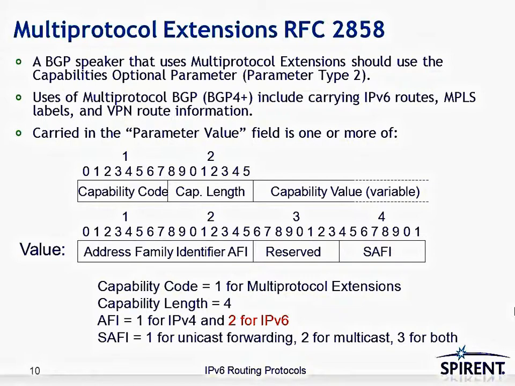So carried in the parameter value field is one or more combinations of a capability and value. So you would find the capability code equal to 1 for multi-protocol extensions. Capability length would be equal to 4, meaning there's 4 more bytes of value. The value would have an AFI, address family indicator, and sub-AFI field. The AFI would be set to 2 for IP version 6 as opposed to 1 for IP version 4. And then the sub-address family would indicate if we're using this for unicast, multicast, or possibly even both types of prefixes.